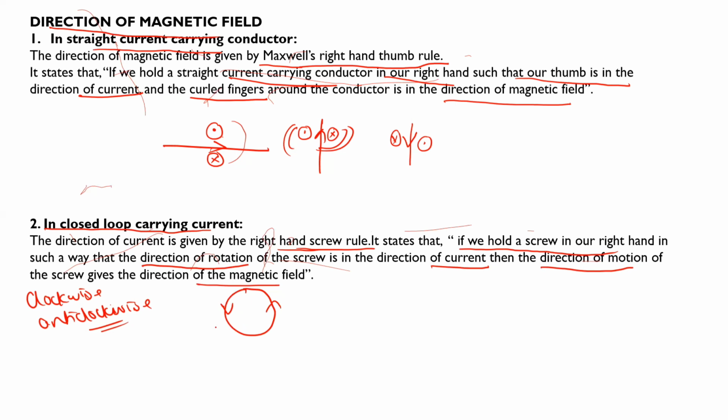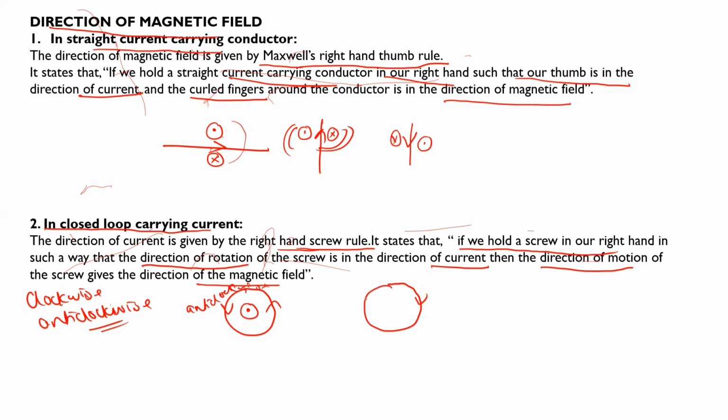So whenever the current is in anti-clockwise direction, then your magnetic field is always what? Outward. Okay, dot represents outward. And whenever you want to close the cork, in that case, that is in clockwise direction.